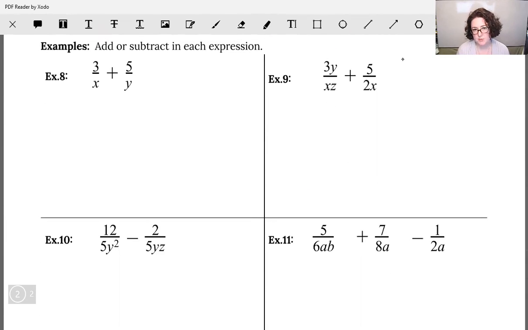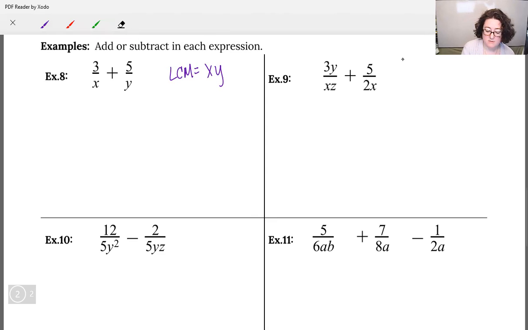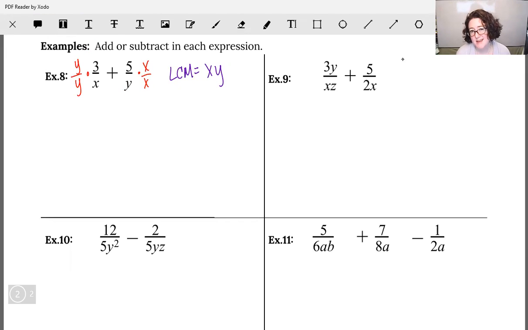Example 8, we're going to start pretty simple. We only have a single factor. I am going to go ahead and write out my least common multiple just for my reference. So least common multiple in this problem is going to have to include both an x and a y. So I'm going to multiply in whatever's missing from that LCM in each expression. So 3 over x, my denominator does not have the y. I need to multiply that in. In my second expression, 5 over y, the denominator is missing the x, multiply it in. So now multiply those expressions and then we'll be able to add them up because they'll have the same denominator.